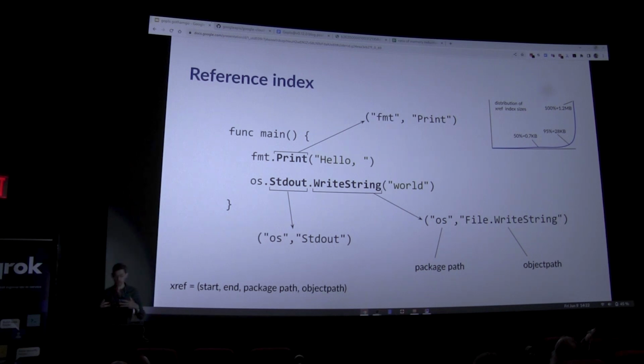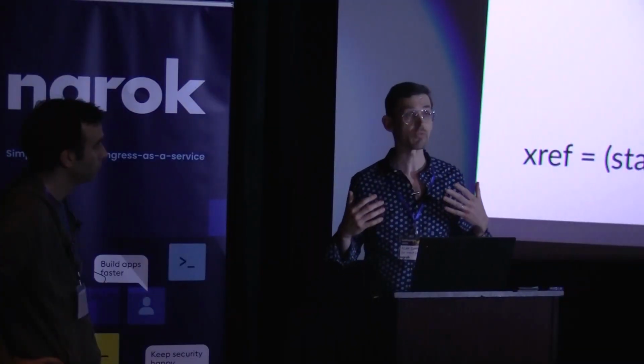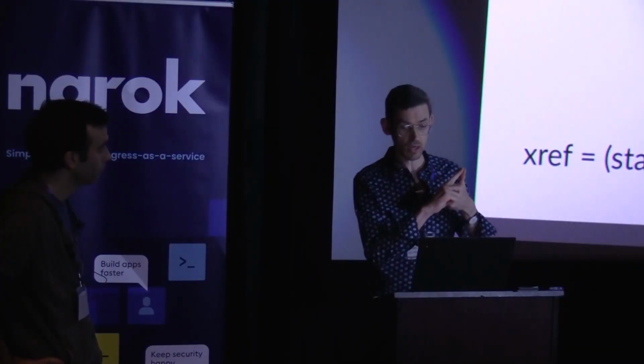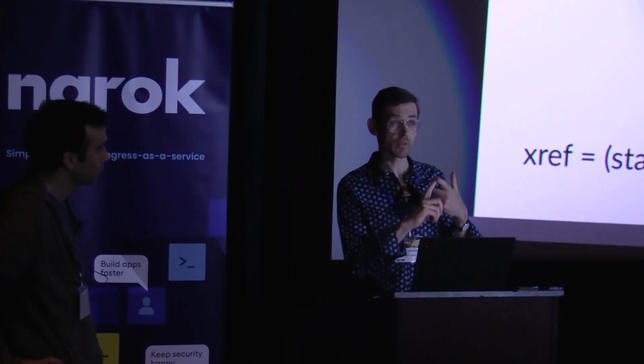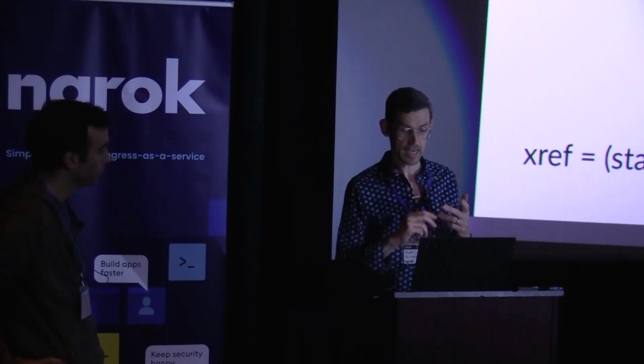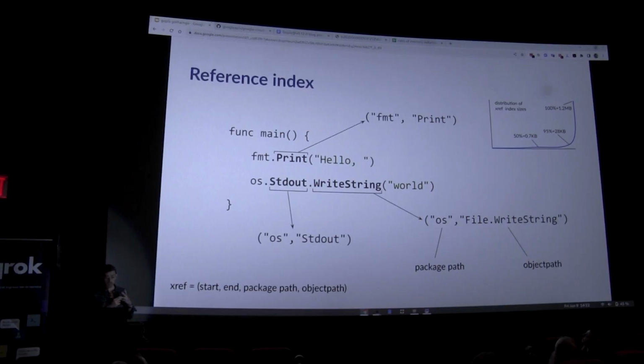And for each reference, just after we've type checked this package, we're going to record 4 pieces of information. We're going to record the start and the end location of the reference, and each of those is a triple: file, line, column. And we're going to record the path of the package that defines the symbol, like fmt, os, and so on. And we're going to record the object path, the stable name of the symbol within its package. And I've fudged the one for WriteString here because it's too geeky otherwise, but you get the idea.